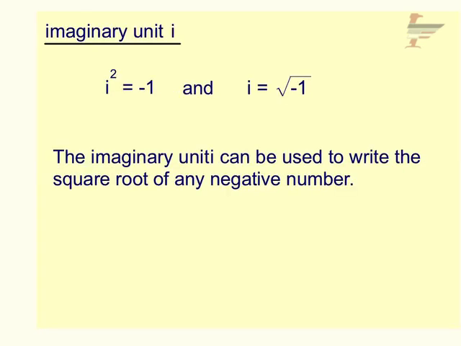Alright, so our mathematicians came up with something called an imaginary unit i, or maybe imaginary number i, but i is going to become part of our answers. i squared is equal to a negative 1. But i itself is equal to the square root of a negative 1. So we're going to be able to use this fact to get around taking square roots of negative numbers. The imaginary unit i can be used to write the square root of any negative number. And I'll show you what that looks like in an example. It'll make more sense in a minute.